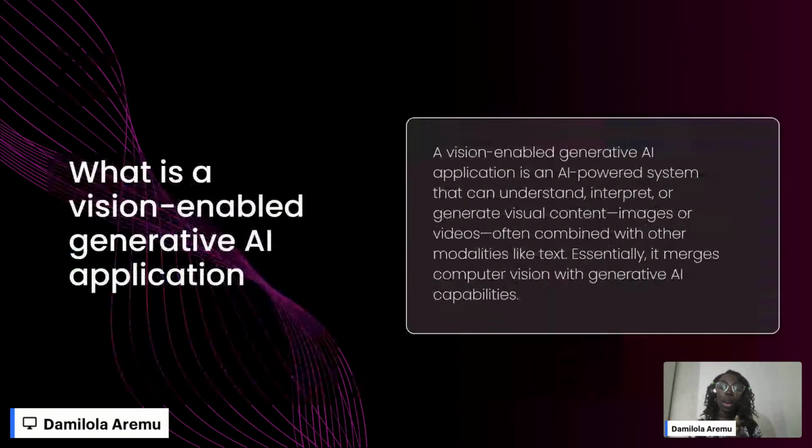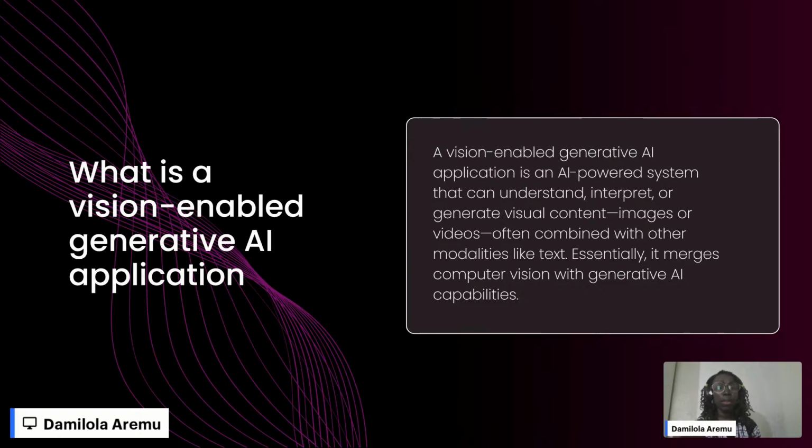So now, bringing it home to what we are discussing today, what is a vision enabled generative AI application? And I know I'm speaking to a broad range of people, so I'll try to just break it down a bit. When we talk about a vision enabled generative AI application, we are talking about an AI powered system. First, I'm sure we are all familiar with what generative AI is. So we are familiar with what generative AI is and what computer vision is. We already spoke about that.